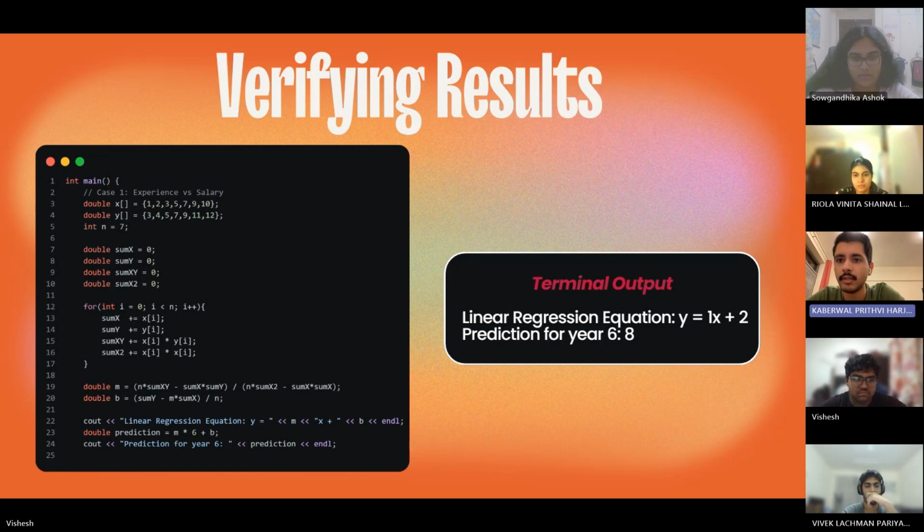Then comes the prediction for year 6, which is the final thing calculated according to the linear regression equation. The output for this code is y equals 1x plus 2, which is our linear regression equation. And the prediction for 6 years of experience is 8, which indicates 8,000 in salary.